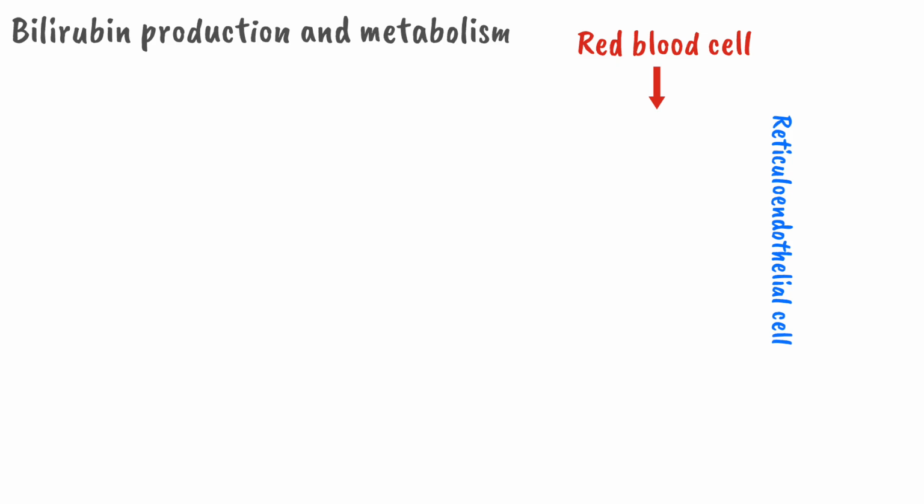Let's begin our discussion on bilirubin production and metabolism. Bilirubin is a breakdown product of red blood cells. Whenever red blood cells break down, they produce bilirubin. So how is it produced? Whenever red blood cells break down, particularly in reticuloendothelial cells.